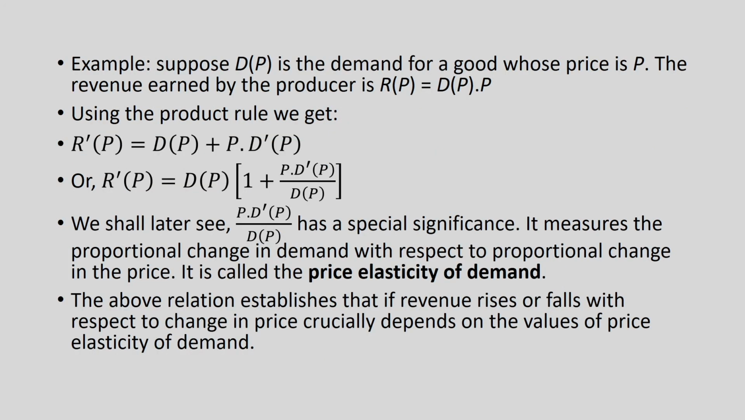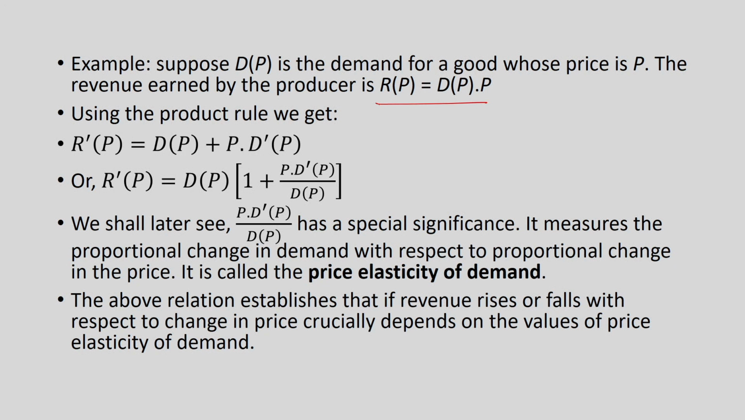Okay, here is another example where we can use these rules, the product rule. Suppose D(P) is the demand for a good whose price is given by capital P. So, D is demand, P is price, D is a function of price. The revenue earned by the producer will be R(P). So, R(P) is how much you are selling multiplied by the price of the good, so that is revenue. How much are you selling? That is given by the demand, because people will be demanding and that is why you will be selling.